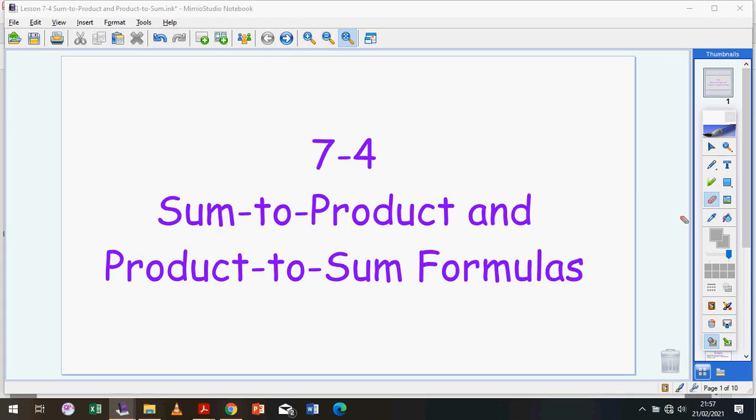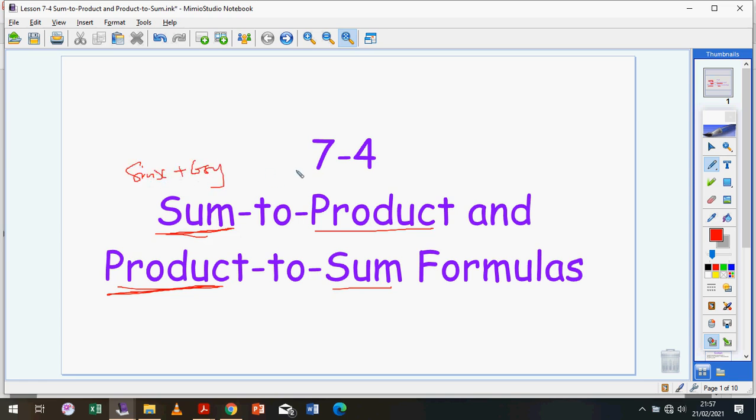Hey guys, so today we'll talk about sum to product and product to sum formulas. Every time you see sum to product, that means a sum of trig functions to a product, and a product of trig functions to a sum. So what I mean is, if you have sine of x plus sine of y, this is just an example, it can be represented as sine something, cosine something, or something else.